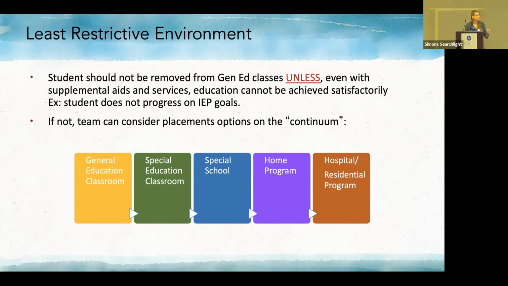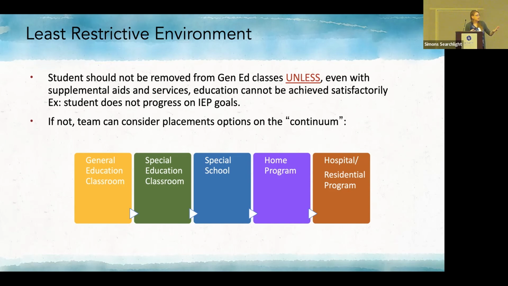For some kids, that might be a special education classroom within a public school. So there are typically developing kids on the campus, but there's a separate classroom where kids are working at a different pace, a different curriculum. It's often a smaller number of kids in that classroom.